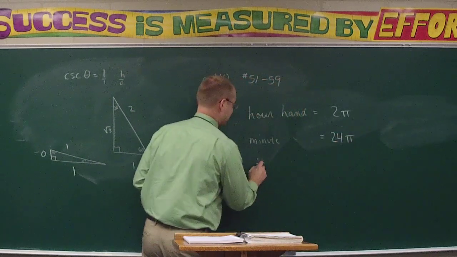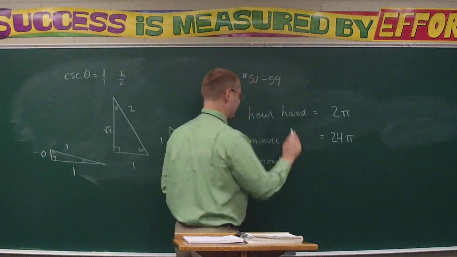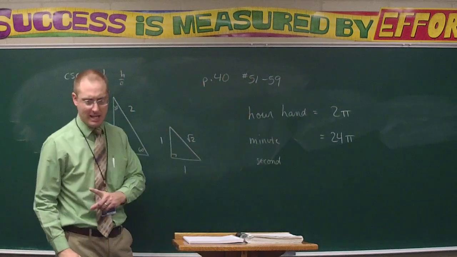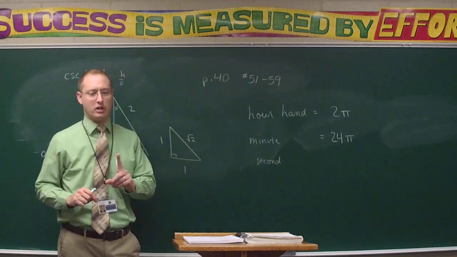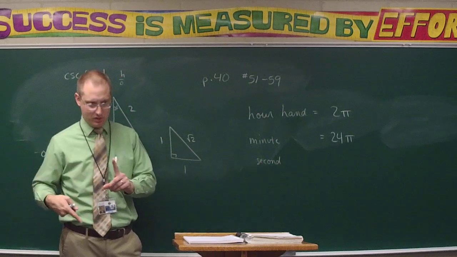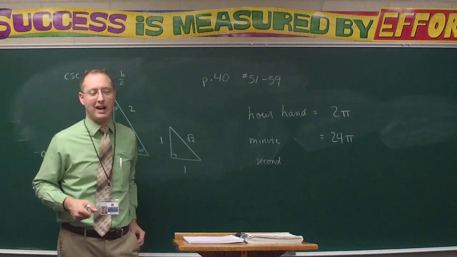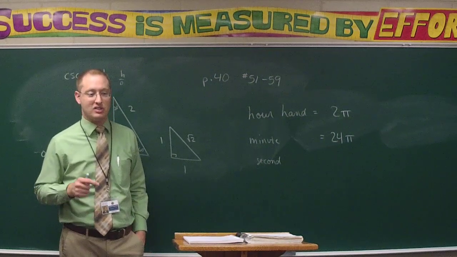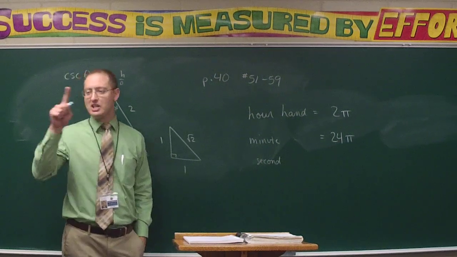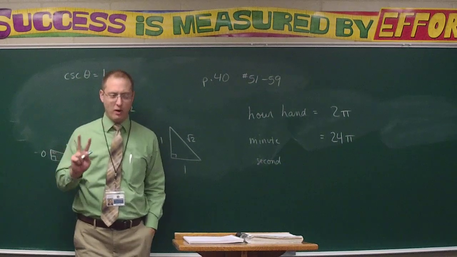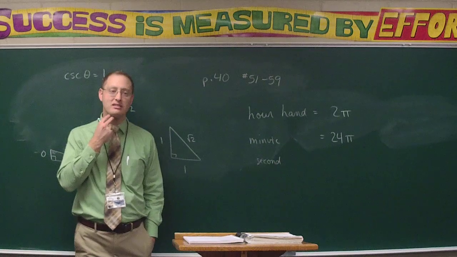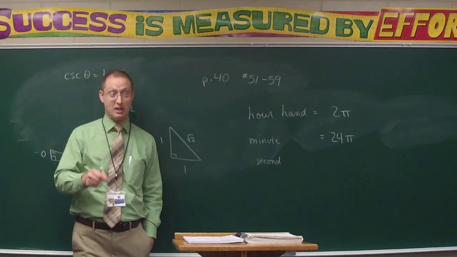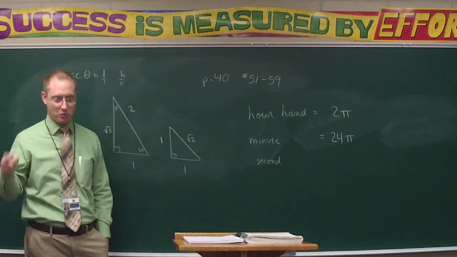And then the second hand. This is going to be fun. How many times does the second hand go around every minute? Once. So every hour it'll go around 60 times. So in 12 hours it'll go around 60 times an hour, 12 hours, 720 times. Right, 720 times it goes around in 12 hours.